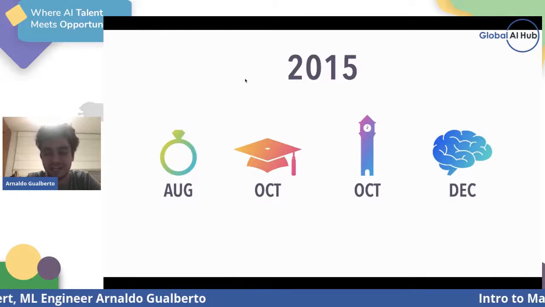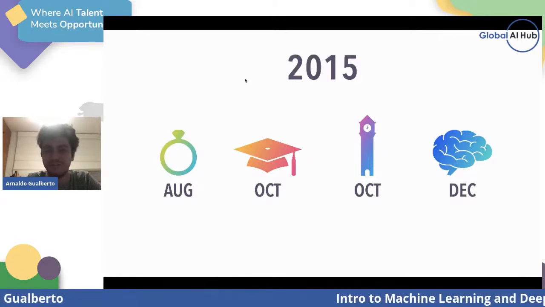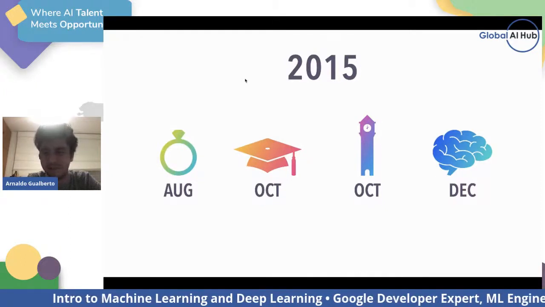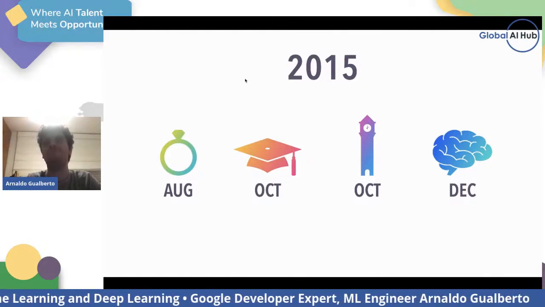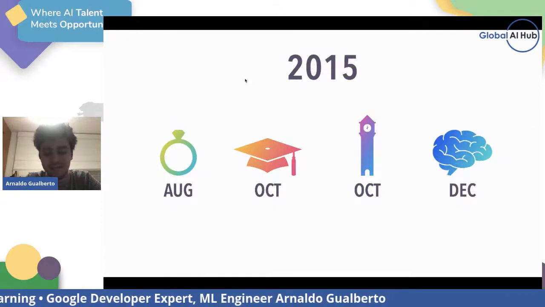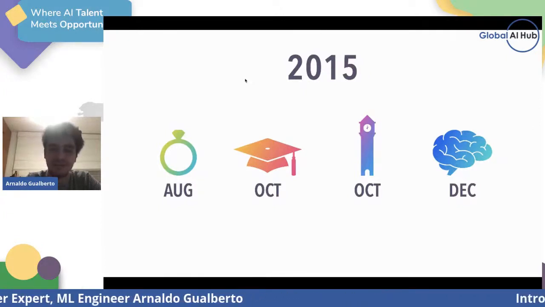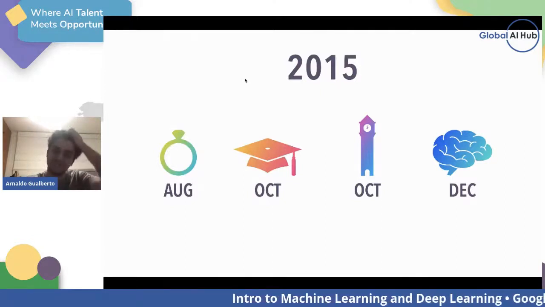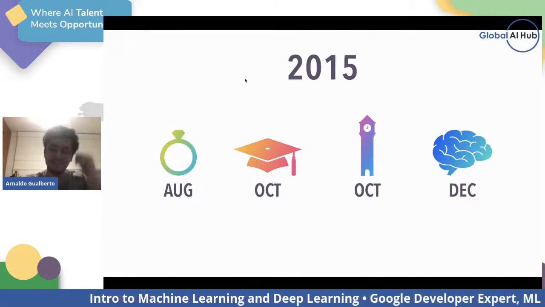But in December of 2015, I had my first contact with neural networks and deep learning, and I remember that I fell in love with it. I started to study a lot about it, and I spent my birthday, my Christmas Eve, my New Year's Eve studying deep learning. So I loved that so much.